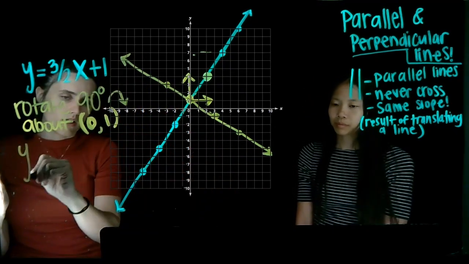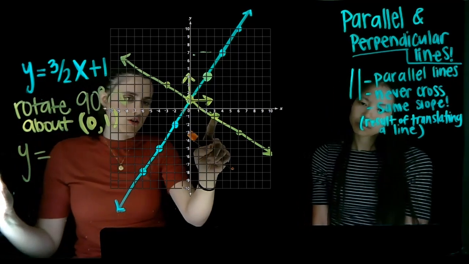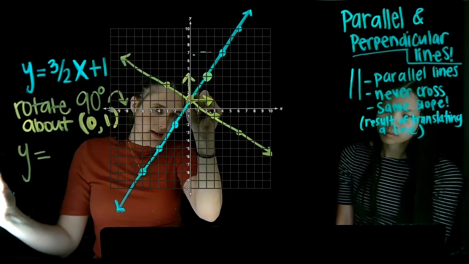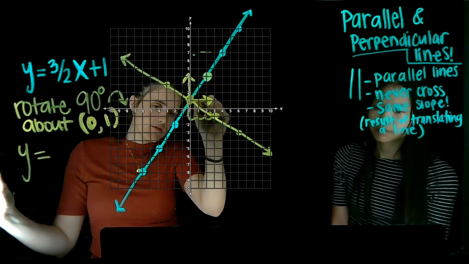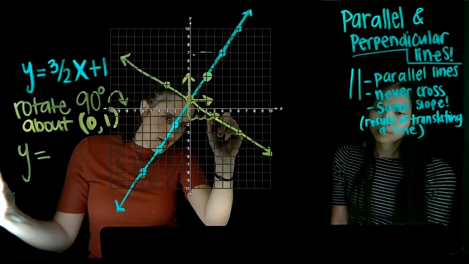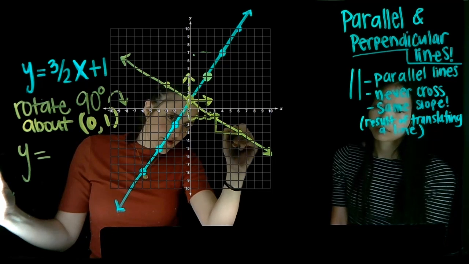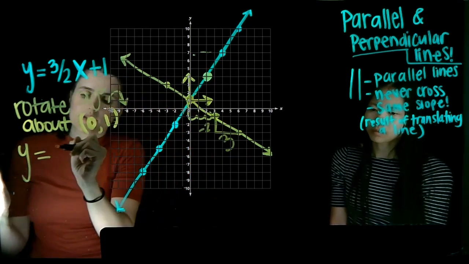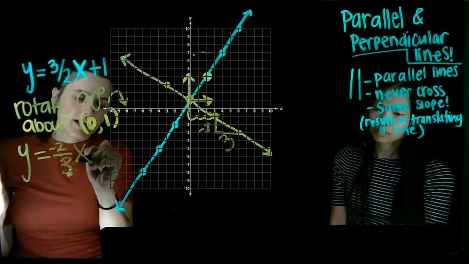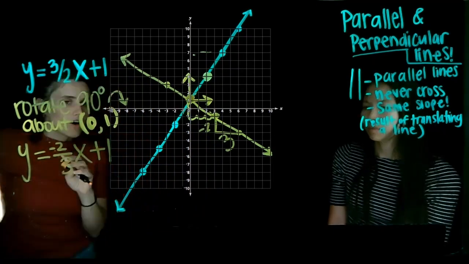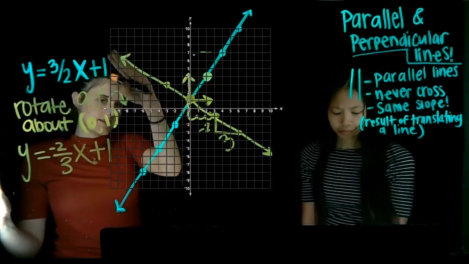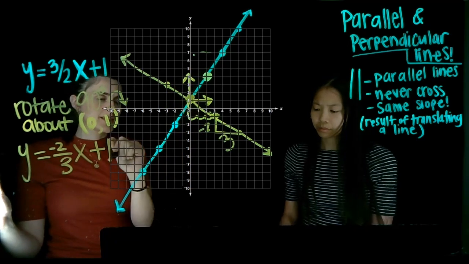It's going to be y equals, and so let's figure out what the slope of this line is. This point right here, I have to go down 2 over 1, 2, 3, down 2 over 3 to get to my next point, and I can draw another slope triangle here, down 2 over 3. So my slope is going to be -2 over 3x, and then it still crosses at the same y-intercept, so plus 1.